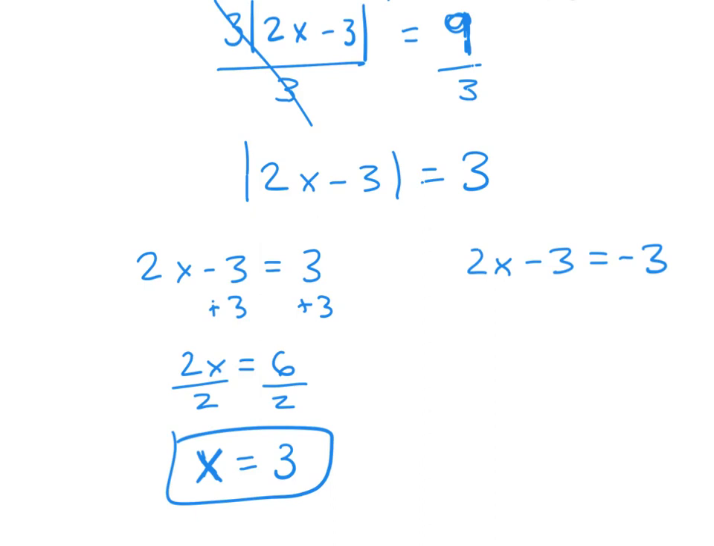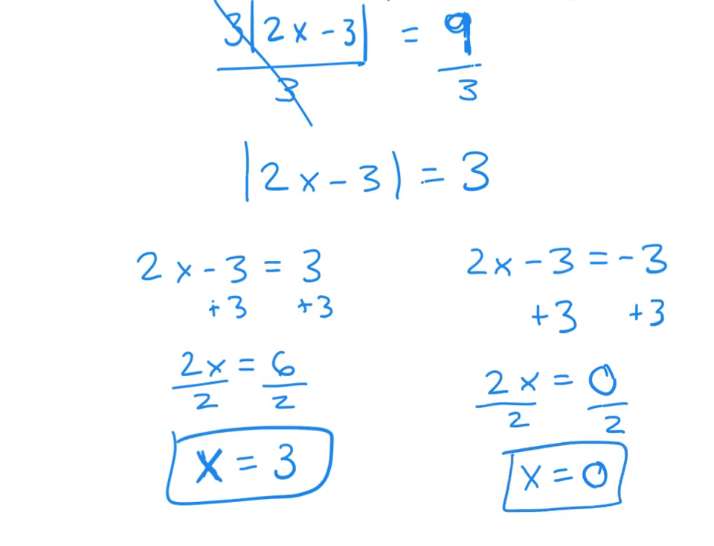What do we need to do for our second equation? Add 3. So 2x is equal to, what's negative 3 plus 3? 0. So then we divide by 2. What is 0 divided by 2? 0. So our second answer is x is equal to 0. Any questions on this?